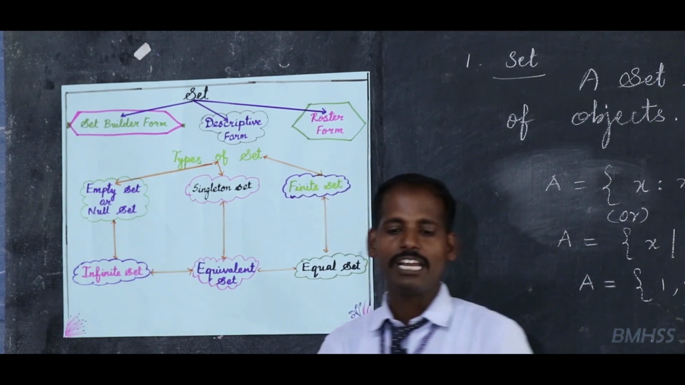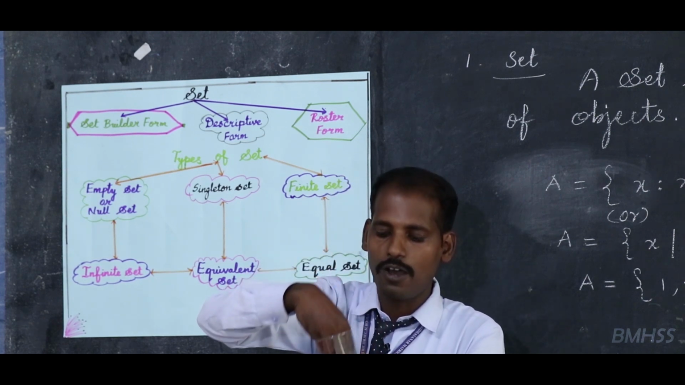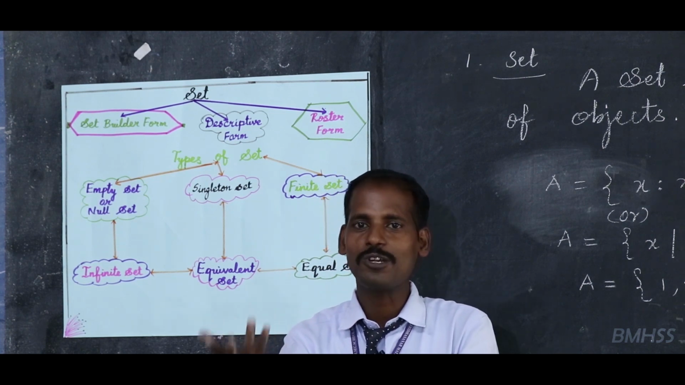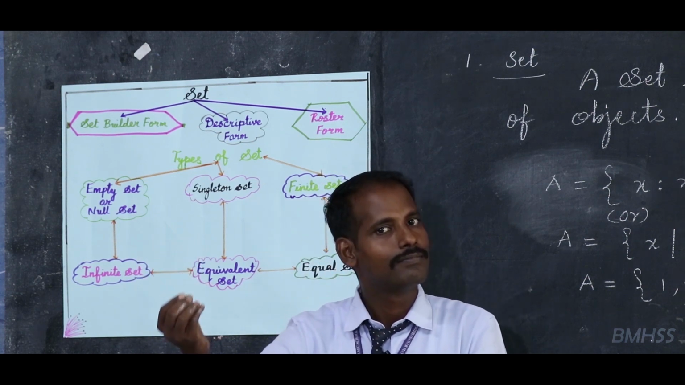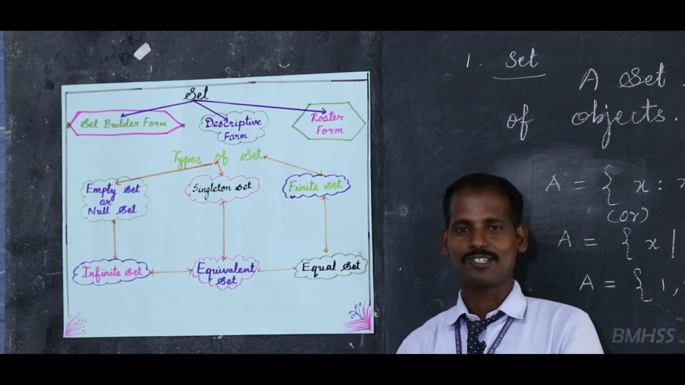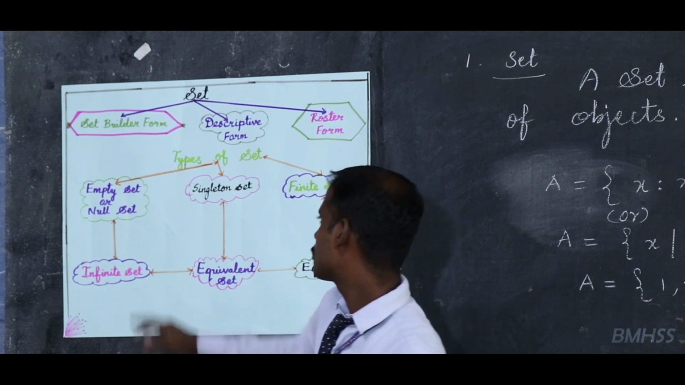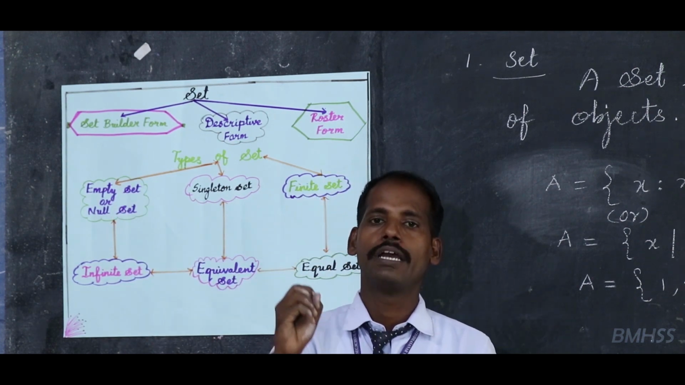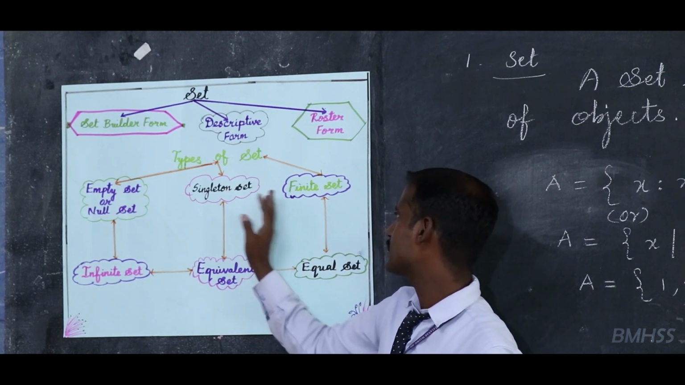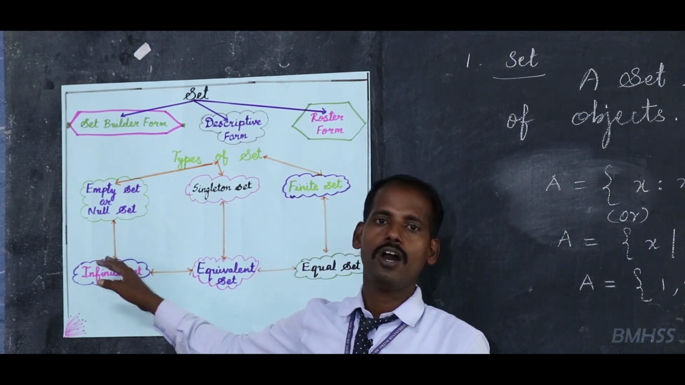Now infinite set. What is infinite set? These are uncountable elements. Salt is not countable. Another example, sand, is also uncountable. Next example, sugar, is also uncountable. It is an infinite set. A set containing uncountable elements is called infinite set. So here, empty set: a set containing no elements is called empty set or null set. A set containing only one element is called singleton set. A set containing countable elements is called finite set. A set containing uncountable elements is called infinite set.